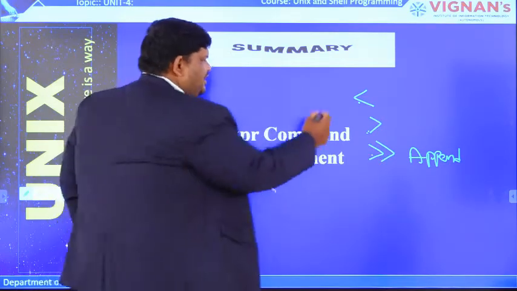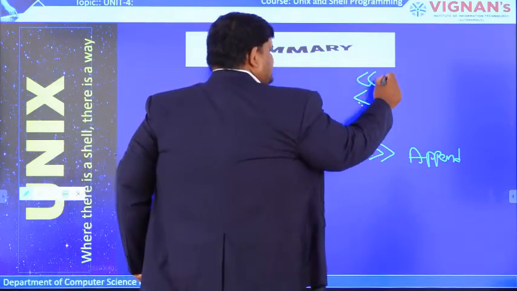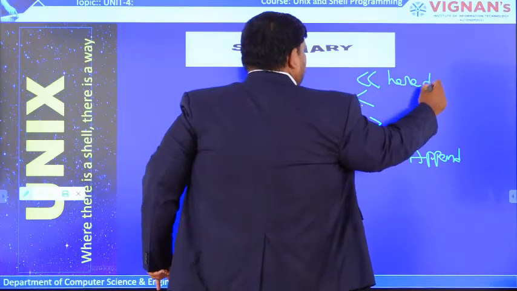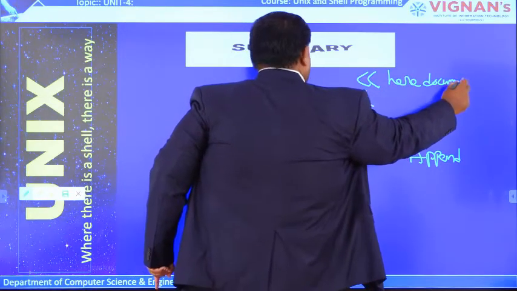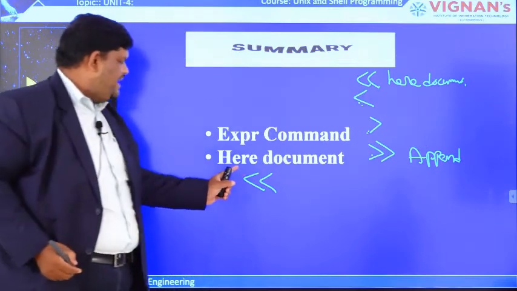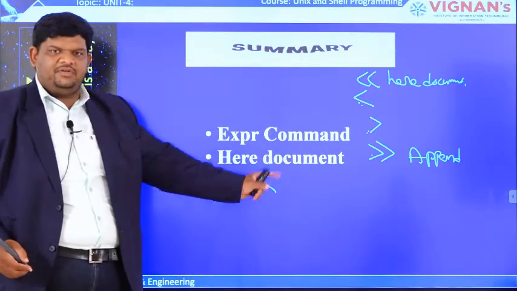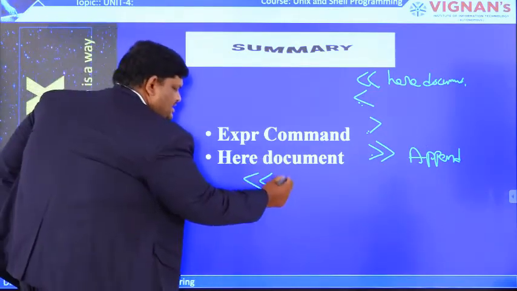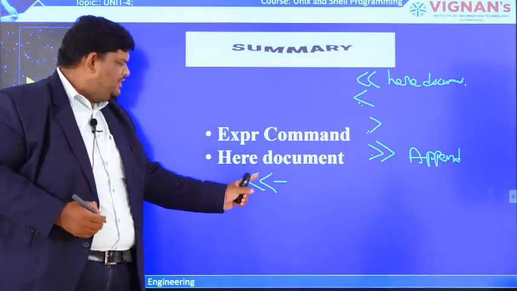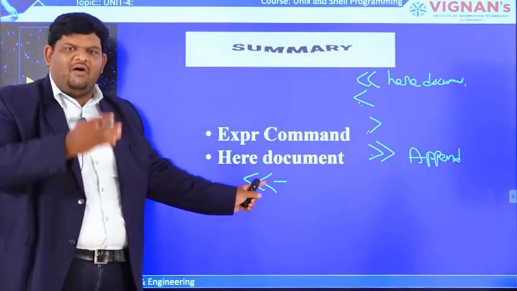Next, if you are giving two less than symbols continuously, this is the meaning of a here document. We already discussed with some examples how to use a here document. And along with the dash symbol, it will display the output by removing all white spaces.